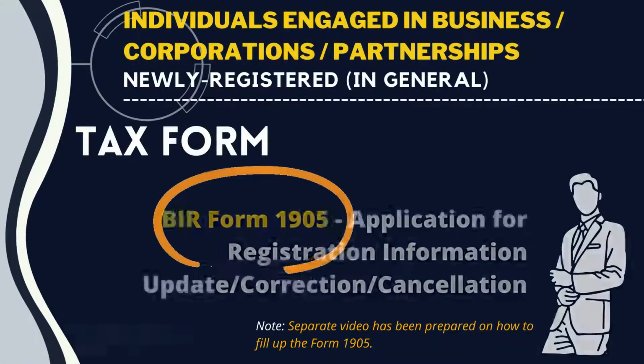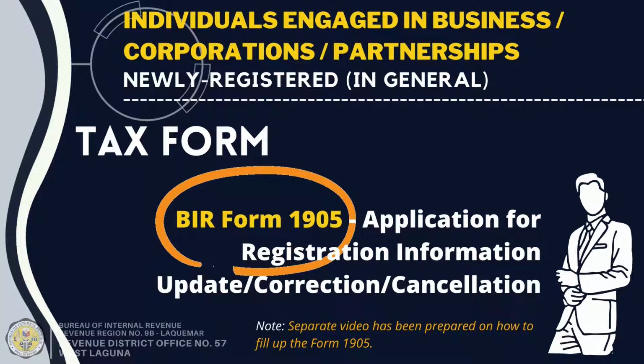The BIR Form 1905 should be filled up in the application of manual books of accounts. A separate video has been prepared to guide our taxpayers in filling up this form.